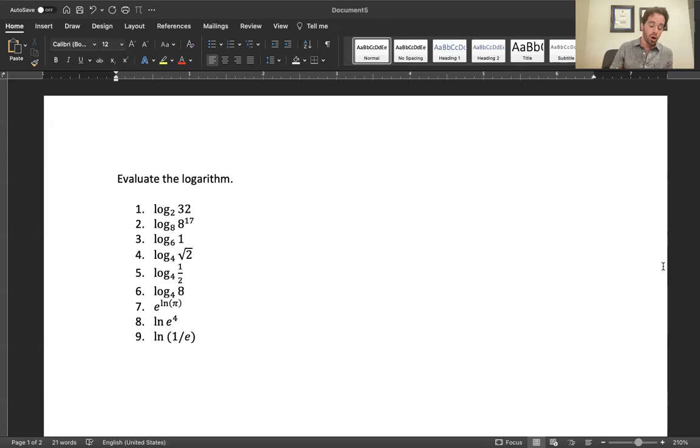Log base 4 of square root of 2. This is our first really tricky one. Log base 4 of, okay, I'm going to write this as log base 4 of 2 to the 1/2. What I'm going to do is try to get it to look like the first couple of problems, where it was like log base 2 of 2 to the 5th, log base 8 of 8 to the 17th. Because if I can get this to say that sort of thing, then I've got two easy things to just cross each other out and we'll be done with it.